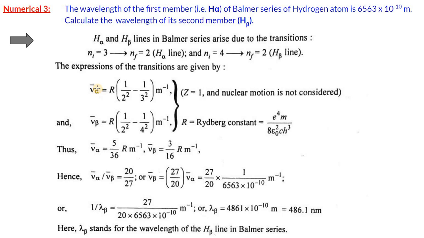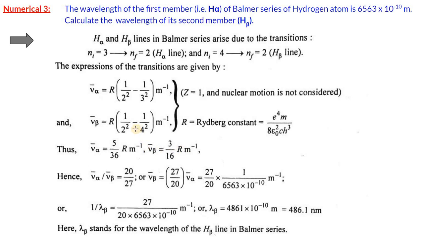What I did for the alpha line, I have written the equation. As this is a hydrogen atom, Z square should be multiplied, but Z equals 1 for a hydrogen atom, so I did not include Z square. For the alpha line it is the 3 to 2 transition, for the beta line the 4 to 2 transition. So we have two different equations, and we know the Rydberg constant R. So this is a constant.